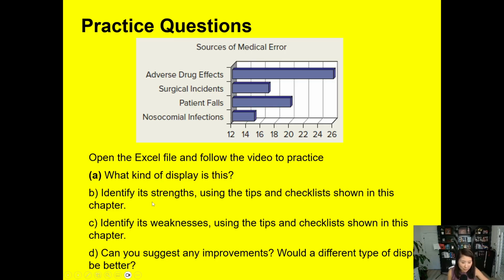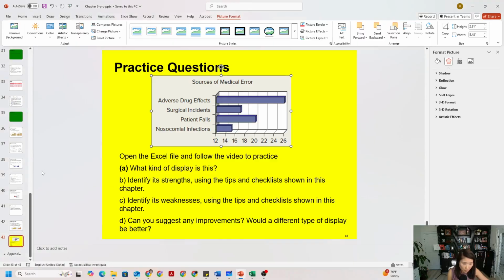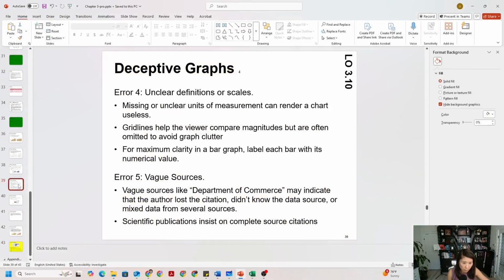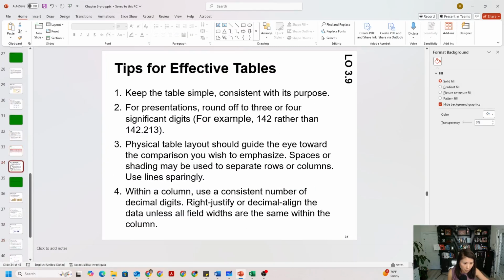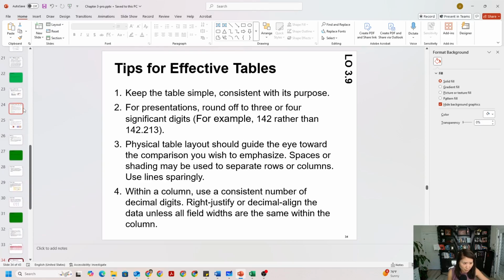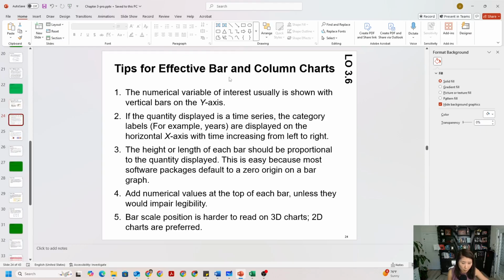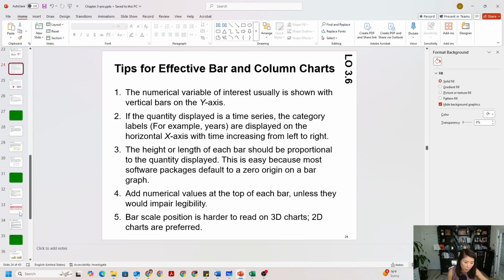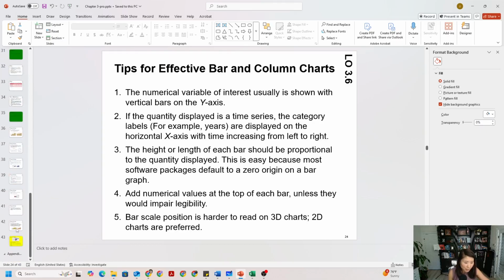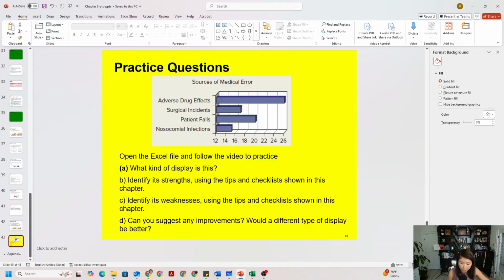And next, identify its strength using the tips and the checklist shown in this chapter. Remember, we already talked about tips for effective tables, and we also talked about the effective bar chart. So basically, to answer that question, you need to use the information from our PowerPoint here, and also from your textbook. Okay, so now let's go back to look at this question again.